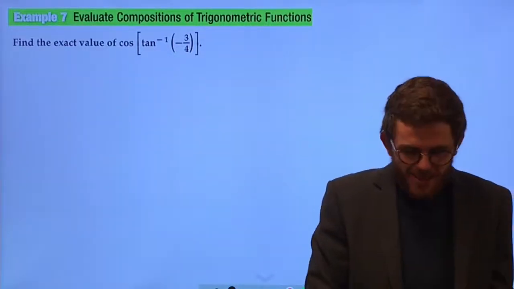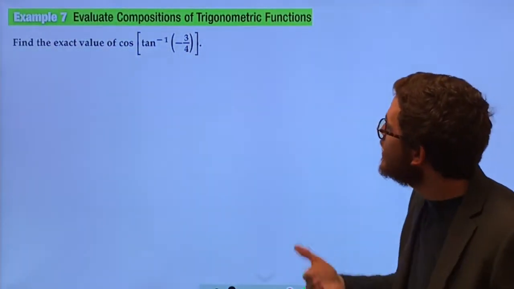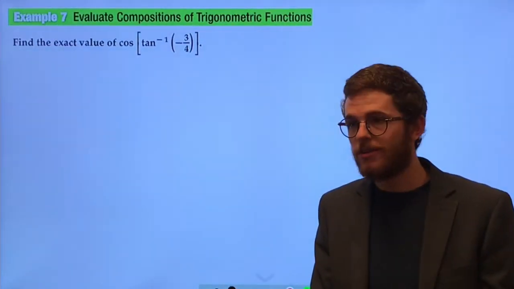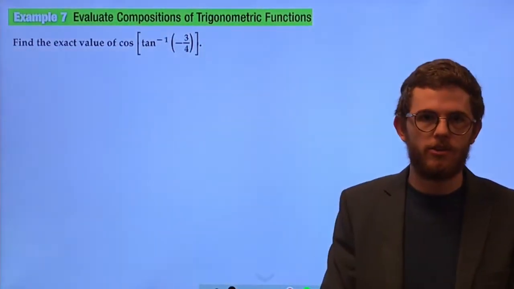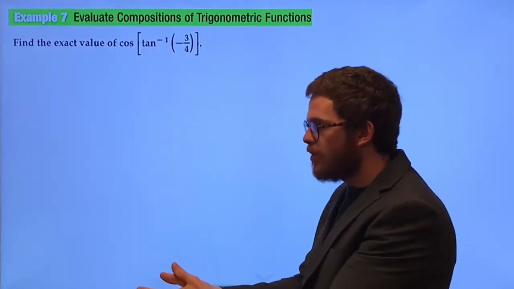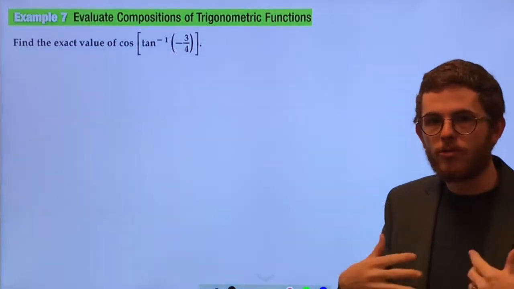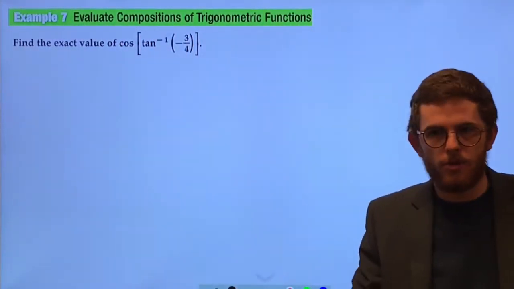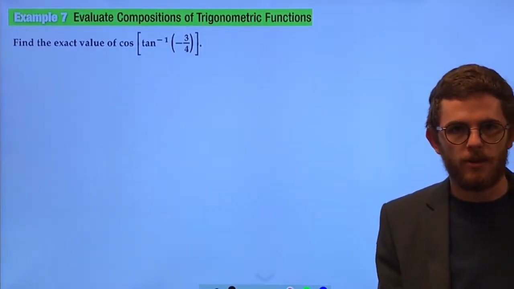All right, check it out. We're trying to take the cosine of the inverse tangent of -3/4. Well, this is actually a lot easier than it looks here. So remember, I would want to work from the inside out. We're going to deal with this, then we'll deal with the cosine. There's no other way I can imagine doing this here.